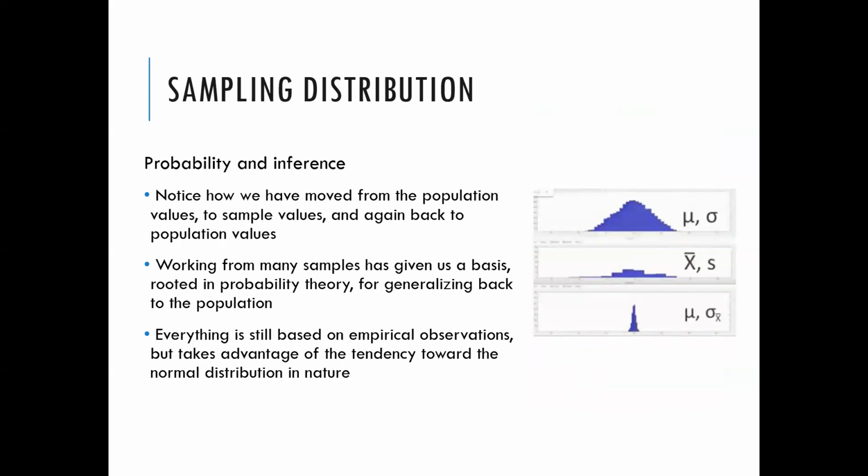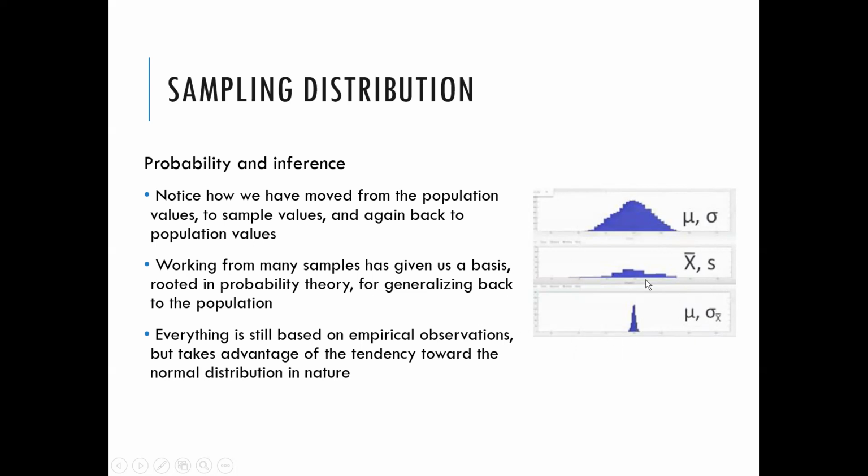Probability and inference. Notice how we've moved from the population values to sample values and then back again to the population values. These are the population values. This is our sample values. If we're working from many samples, this has given us a basis, rooted in probability theory, for generalizing back to the population.